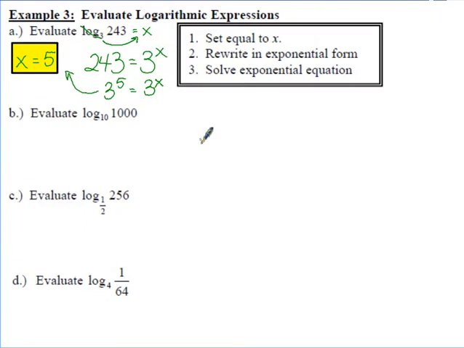3 to the 5th power gives you 243. This is your little hint over here, because this can't be reduced any further. So since that can't be reduced any further, then that means this has to be reduced to 3 to some power.